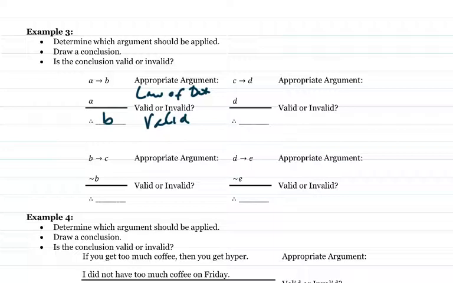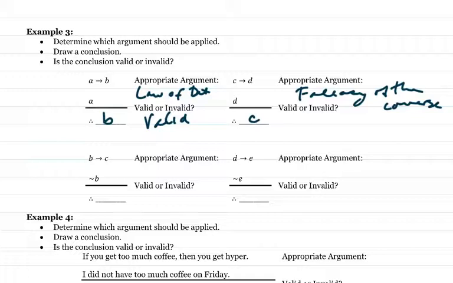If I have if C then D, and then I'm given as my second premise the consequent D, then the conclusion would be therefore C, but this is our fallacy of the converse, which is invalid. I almost said inverse. Oh my goodness, I'm a mess.